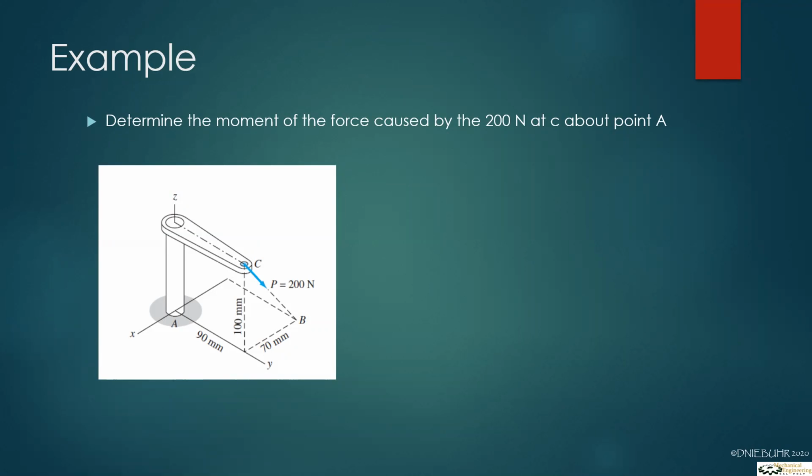So if we go ahead and do the cross product, we end up with our answer: negative 14.74I minus 11.47J plus 10.32K, and that's in newton meters. And that's our final answer. So it's a vector, as we expected.